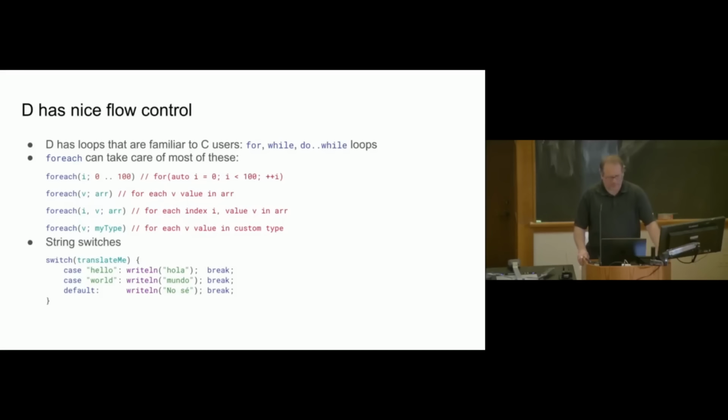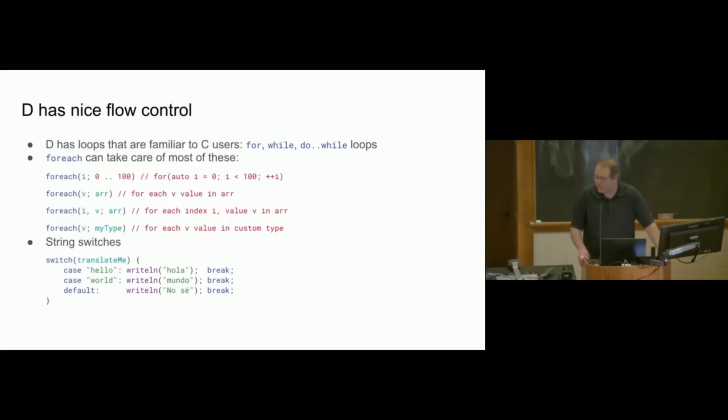So D has nice flow control. We have all the usual suspects for loops, like for, while, do while loops. And foreach can take care of most of these. If you're familiar with the C way of doing things, that's a for loop at the top, but you basically loop 100 times there. And the other ones give you looping over a structure completely. So you can also hook loops for custom types. We're going to go over ranges later, which is what allows that.